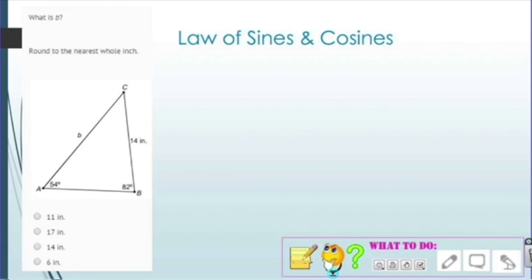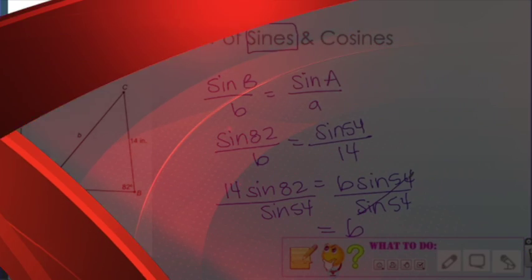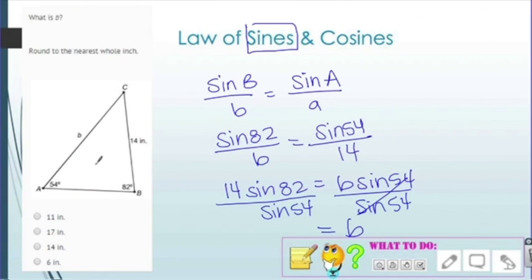You try. What is side length B? Round to the nearest whole inch. First, you need to figure out, will you be using the law of sines or the law of cosines on this problem? You will be using the law of sines because you have two angle measures and one side length while you are trying to find one side length. And the correct answer is B.